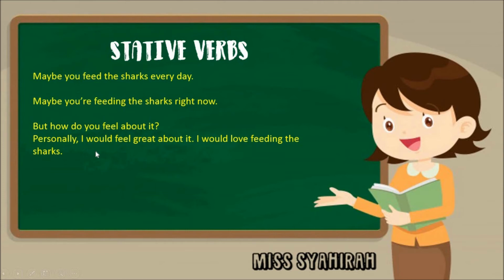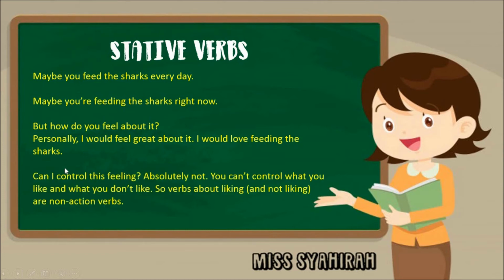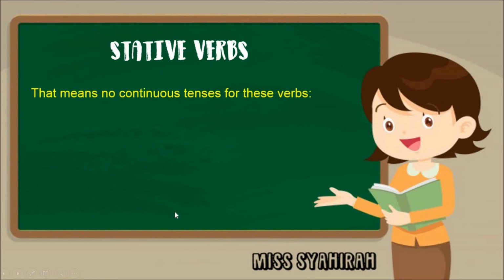Personally, I would feel great about it. I would love feeding the sharks. So can I control this feeling? Absolutely not. So you cannot control what you like and what you don't like. So verbs about liking are non-action verbs. Non-action verbs are stative verbs. So that means no continuous tense for these verbs.